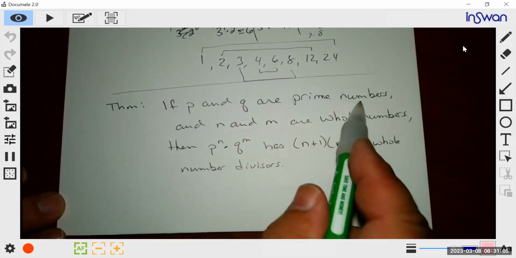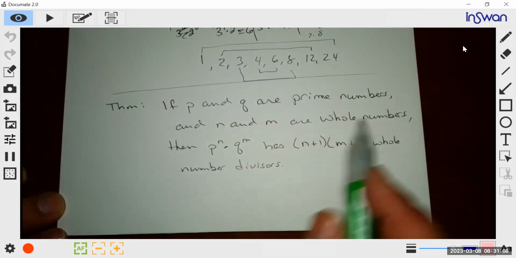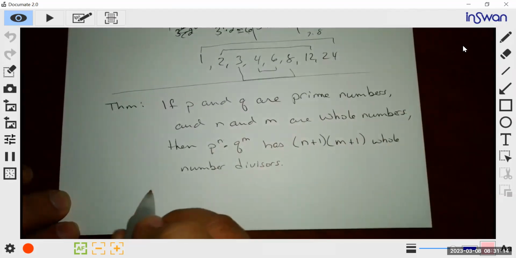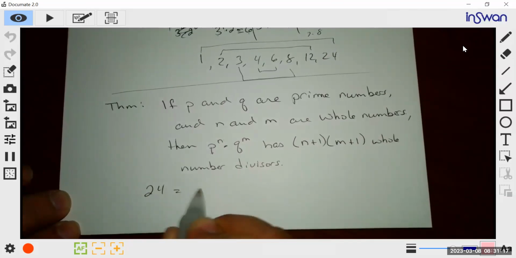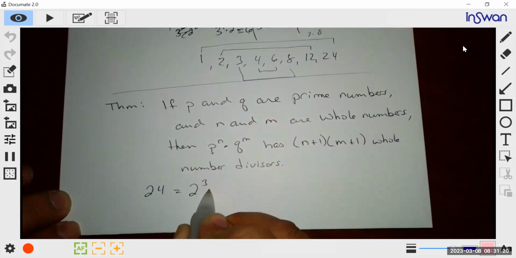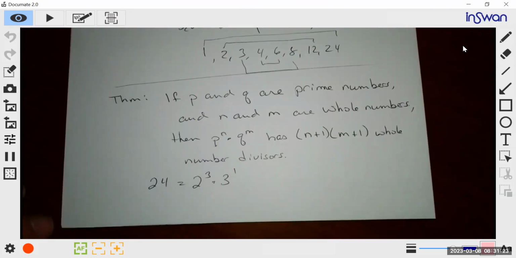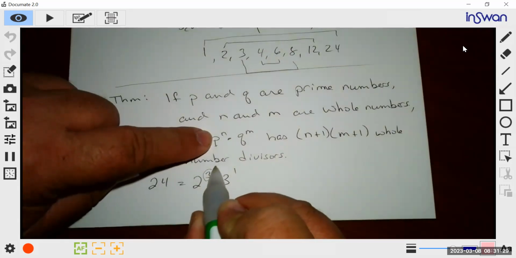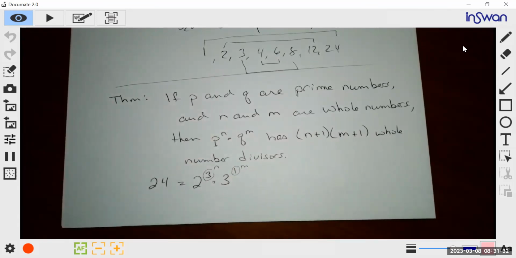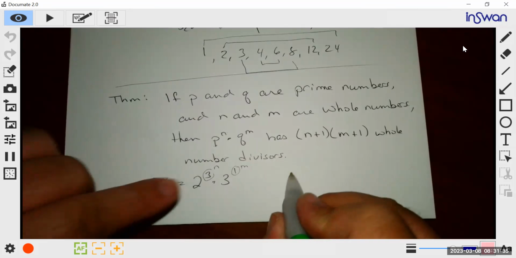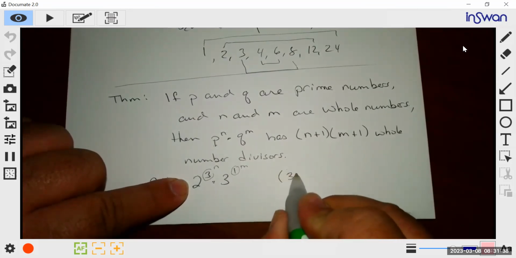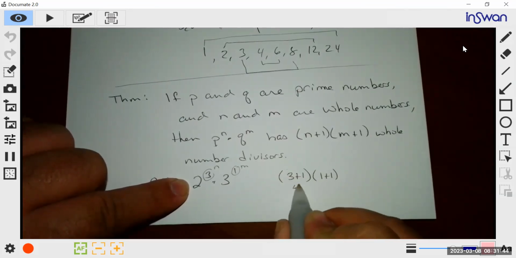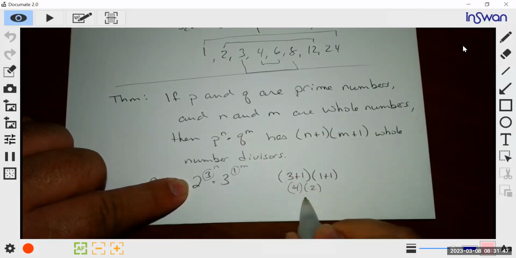If P and Q are prime numbers and M and N are whole numbers, so we have P to the power N. So these are the prime numbers. This is how many times they occur. Let's look at our example here. 24 equals 2 to the third times 3 to the first. This is our N. This is our M. So according to this, we have 3 plus 1 times 1 plus 1. 4 times 2 equals 8.